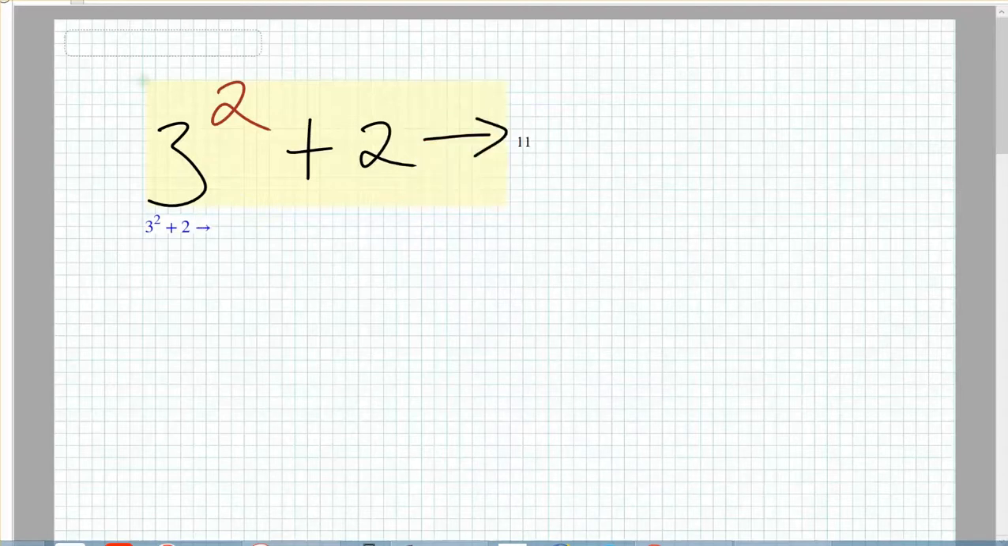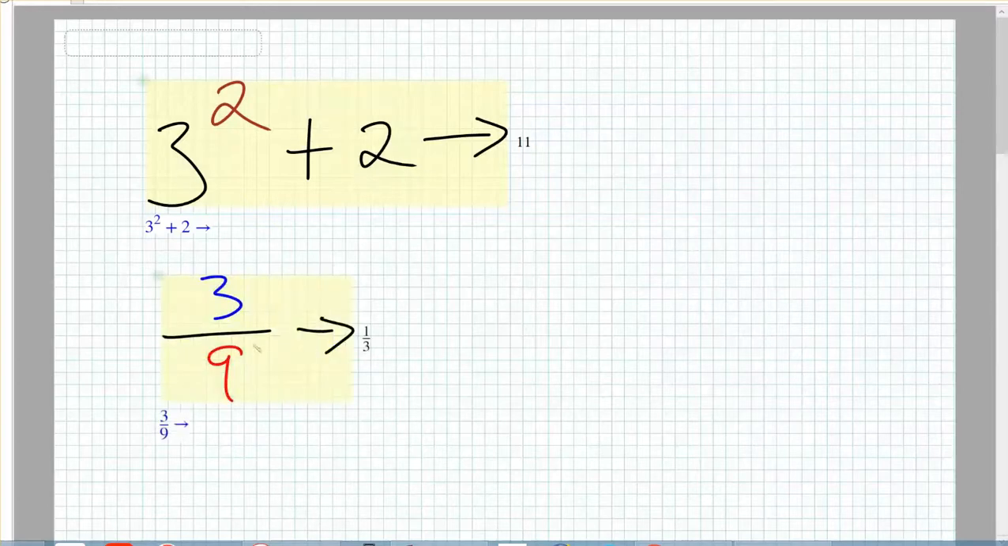This arrow we call the single arrow, and it means simplify whatever's on the left. So this is taking 3 squared plus 2 and simplifying it. That's 9 plus 2 is 11. Just to show how this works, if I write 3 ninths and I have a single arrow, the result on the right is 1/3.